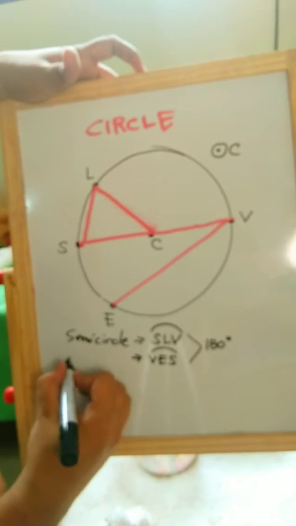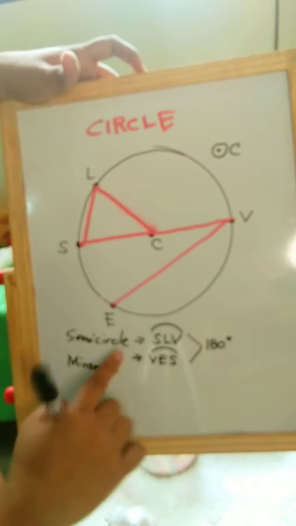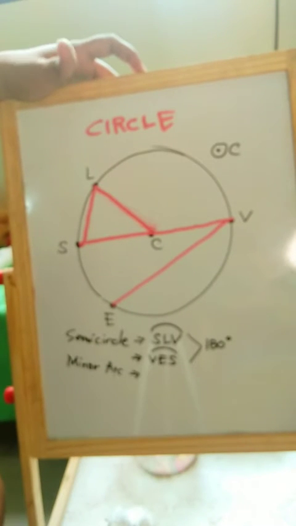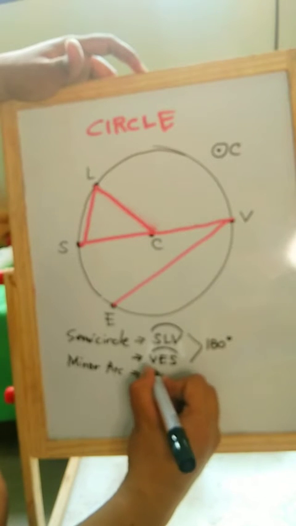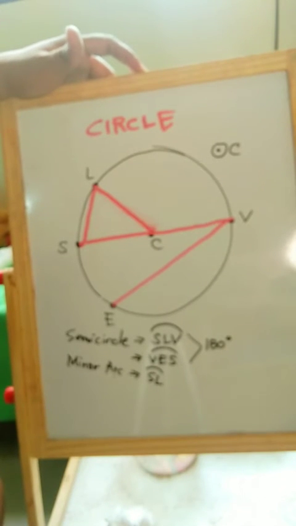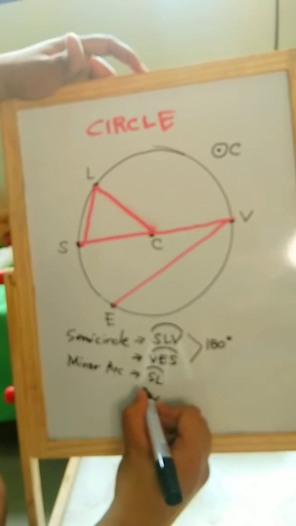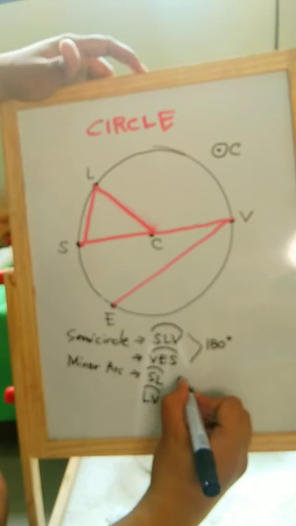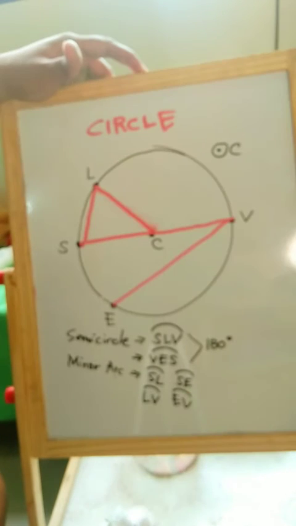Now, we have what we call the minor arc. Okay? Now, a minor arc is an arc that measures less than 180 degrees. Less than. So, by this, we can identify arc LS as one of your minor arcs, and the other would be LB on this side. You can also have arc SE and arc EV as your minor arcs.